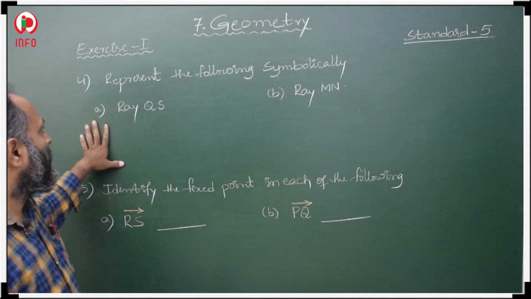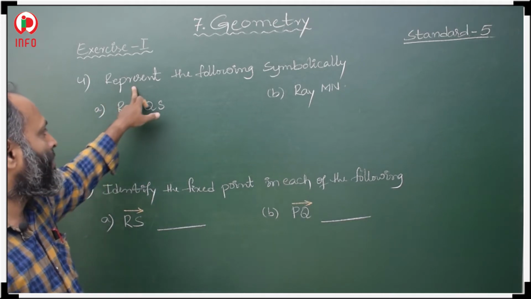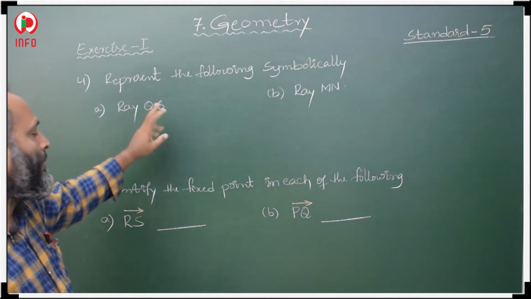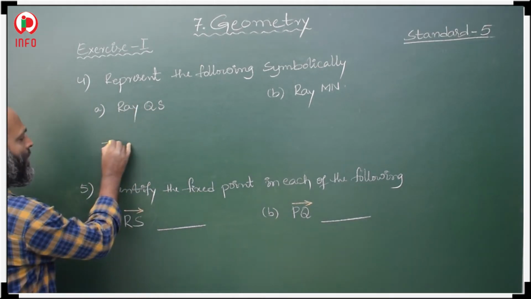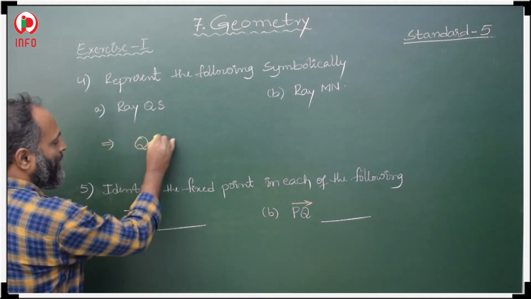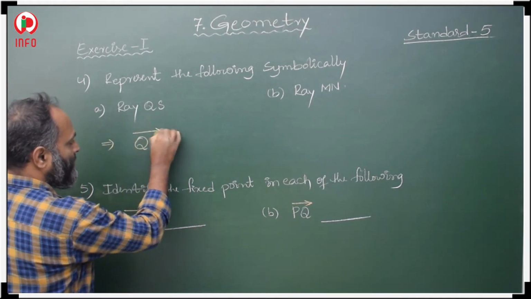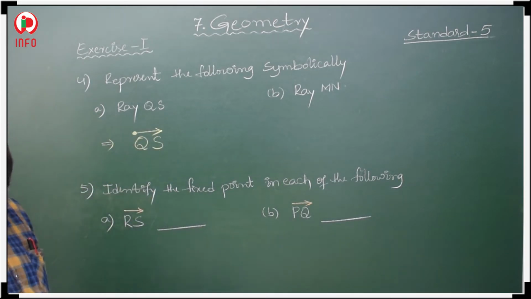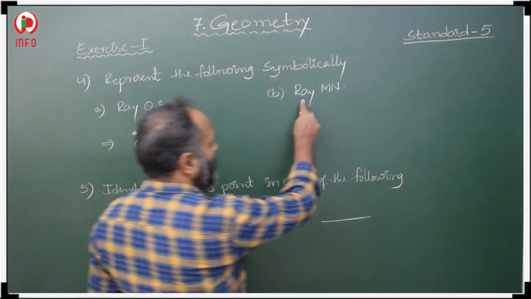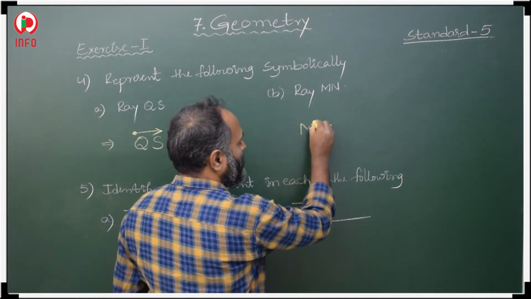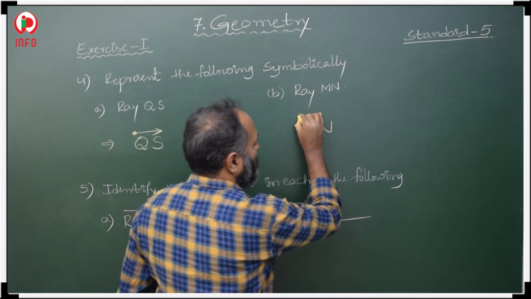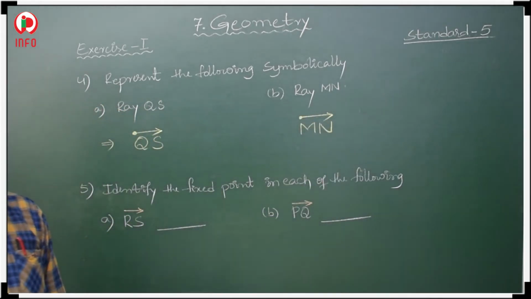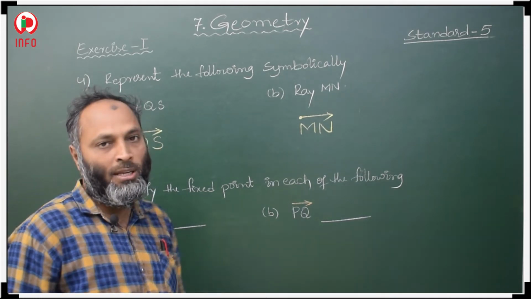Now the next question in the exercise: represent the following symbolically. The first question, ray QS. First we have to write QS; for a ray, we take the ray symbol over it. This represents ray QS. Next, ray MN: first we write MN and take the ray symbol over it. This is the representation of ray MN symbolically.